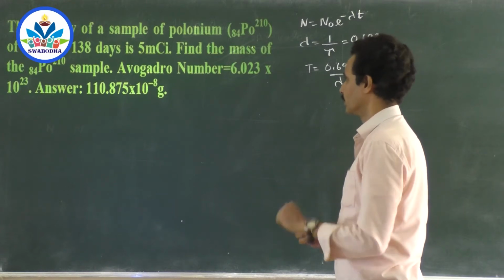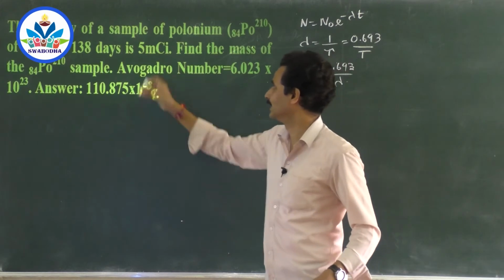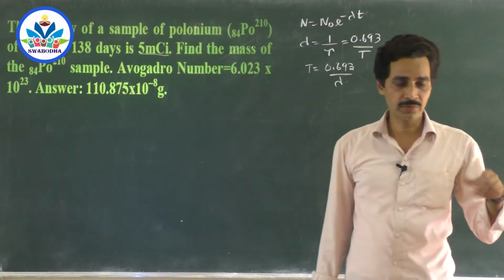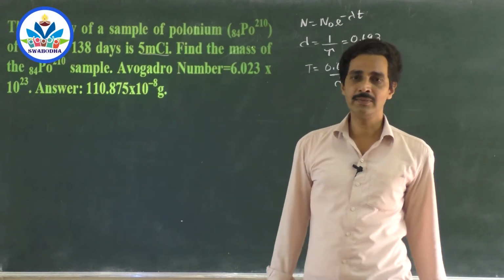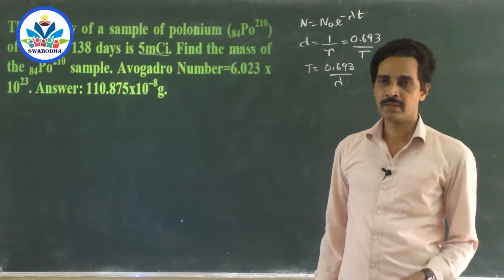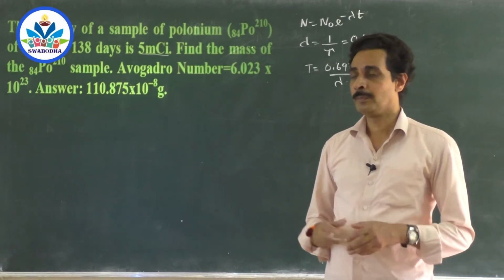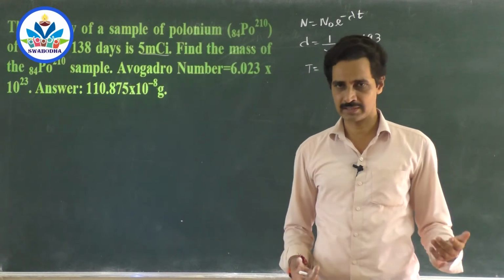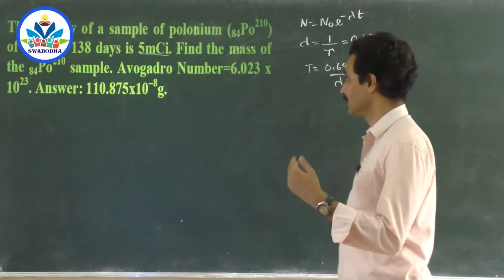Avogadro number is given. So if the polonium has to show that much activity, what should be the mass? Because you know that activity of a sample is directly proportional to the number of atoms in the sample, correct? Therefore, the mass of the sample decides how much the activity is, because the more the number, the more the mass, and the more the activity. Activity is directly proportional to N.